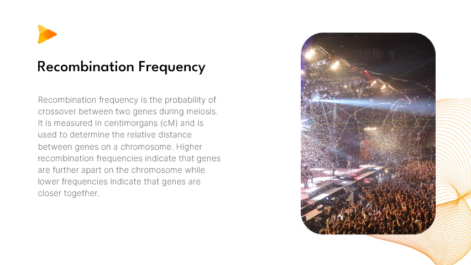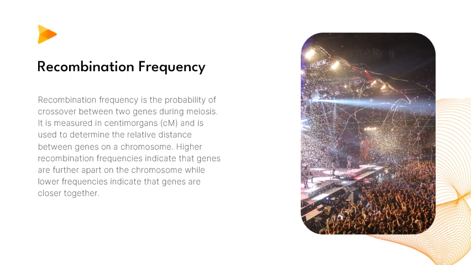Now let's talk about recombination frequencies. Recombination frequency is the probability of crossover between two genes during meiosis. It is measured in centimorgans and is used to determine the relative distance between genes on a chromosome. Higher recombination frequencies indicate that genes are further apart on the chromosome, while lower frequencies indicate that genes are closer together. The degree of linkage between two genes on the same chromosome is quantified by the recombination frequency.